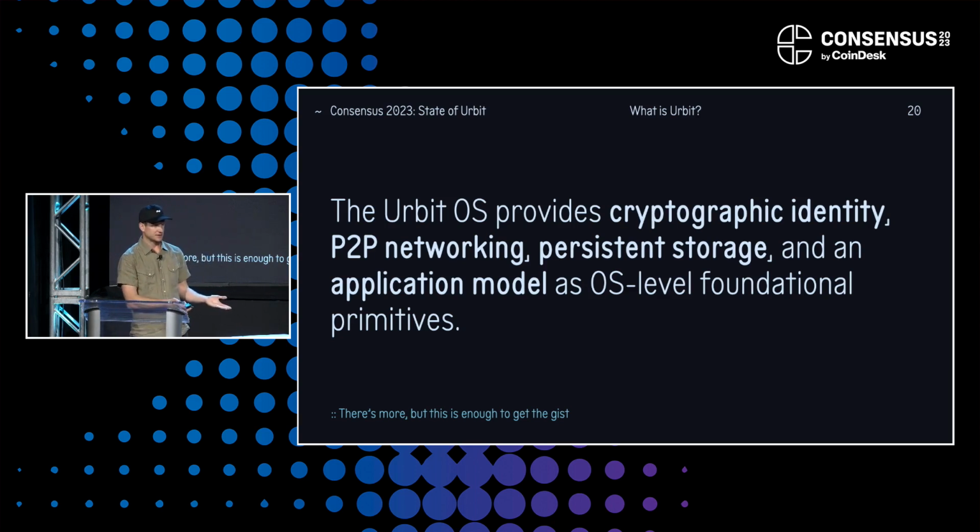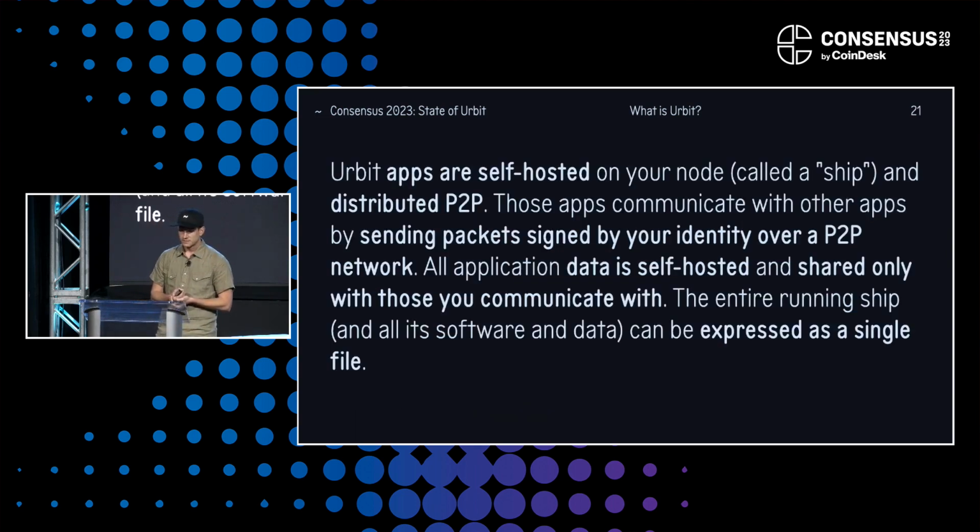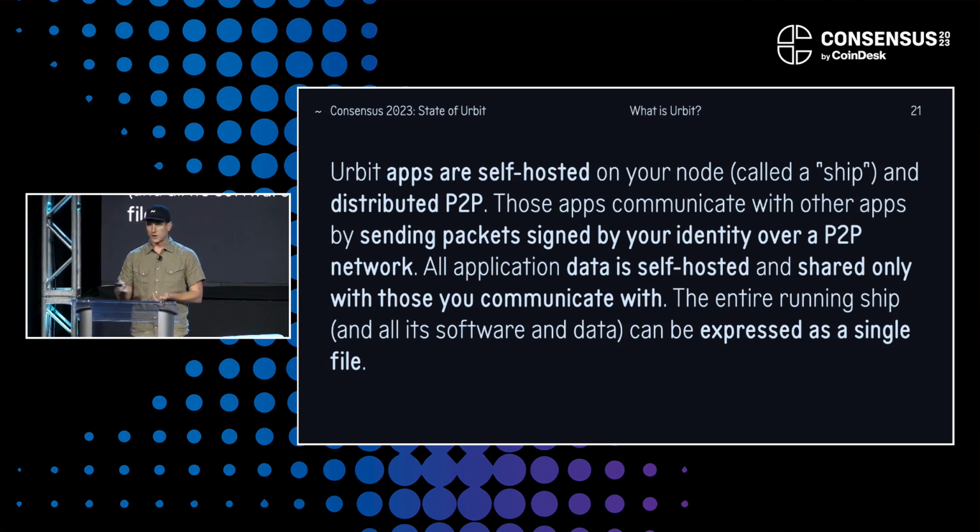Okay, so what can you do with this? Like, why would you want to have these things in an OS? Right? Here's a mouthful. Right? So Urbit applications are self-hosted on a node. We call them ships. Right? They're distributed peer-to-peer. I build an application, I publish it, you get it directly from me. Right? They communicate with other applications over that same peer-to-peer network. You might see a theme. All of those packets are signed by the identity that you plug into the ship when you start it up. Okay? That's you, how you sign everything as long as you use an Urbit.